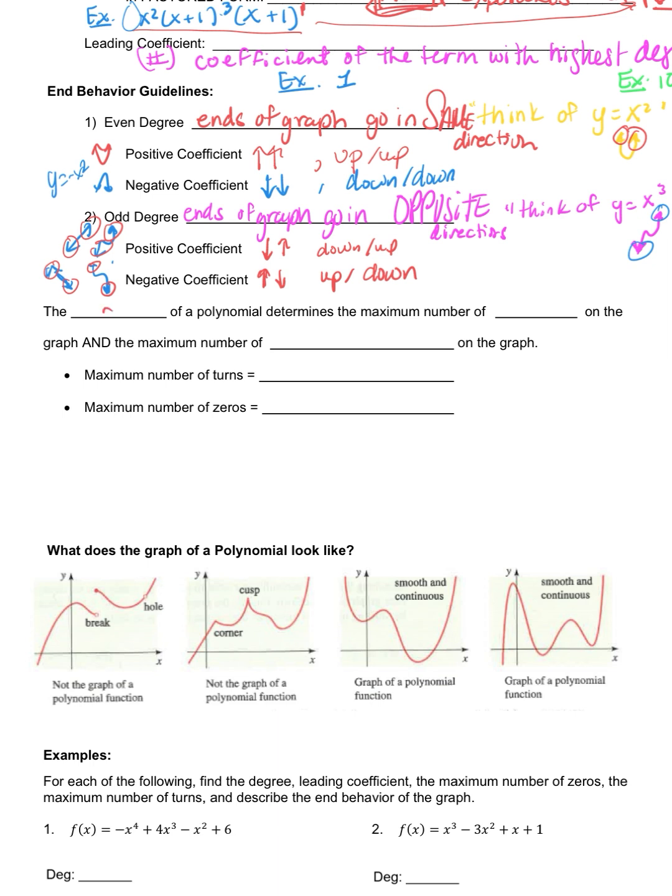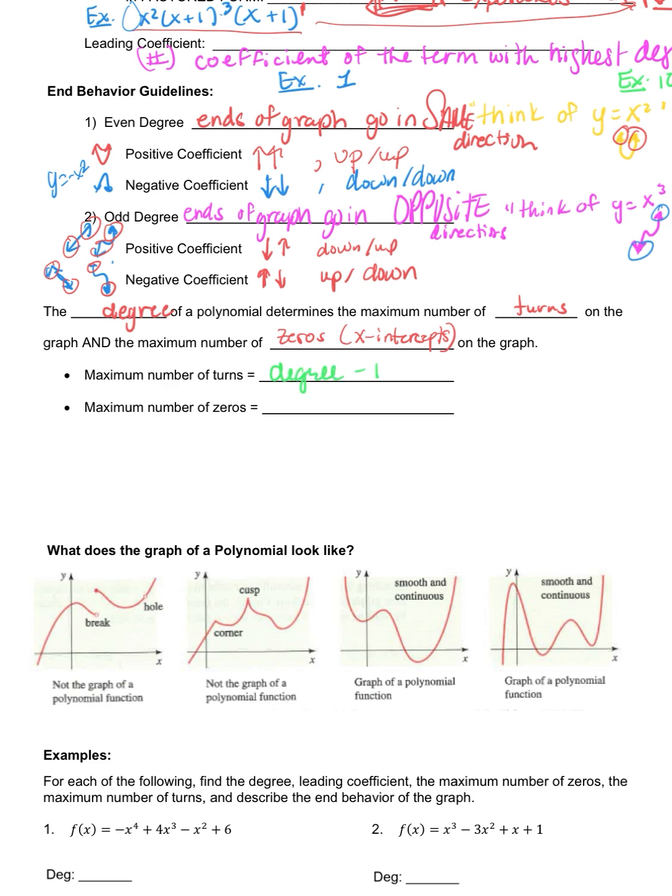So the degree of a polynomial term is the maximum number of turns on a graph and the maximum number of zeros, which we also call x-intercepts on the graph. Okay, now for the maximum number of turns, you're going to take the degree, whatever the degree is, and subtract 1. So degree minus 1.